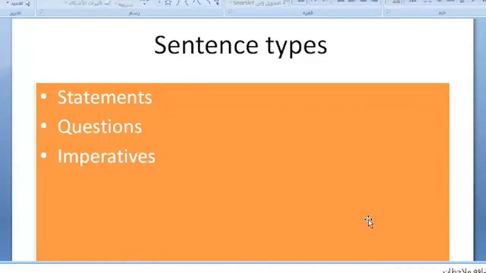As far as imperatives are concerned, the subject is known. Although it is implicit, the subject is known.